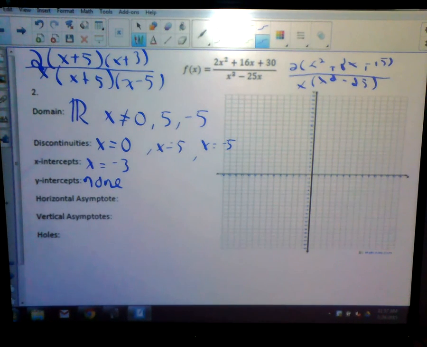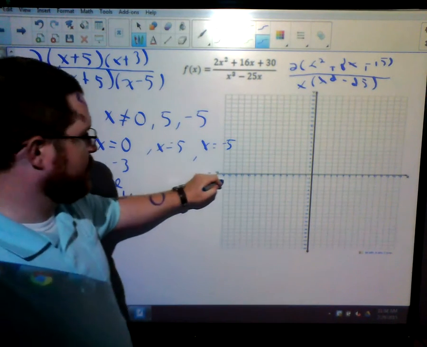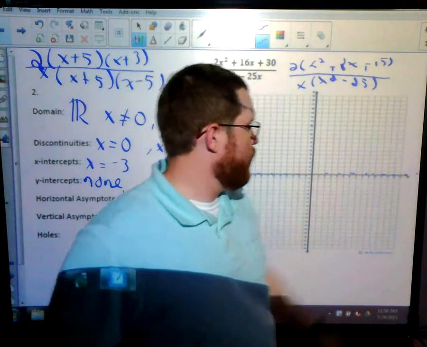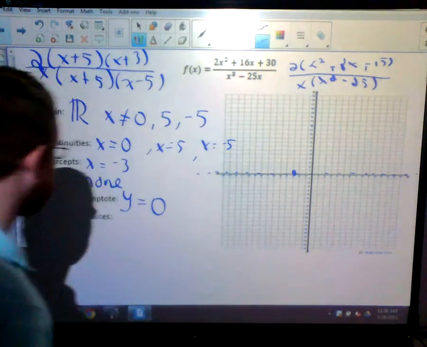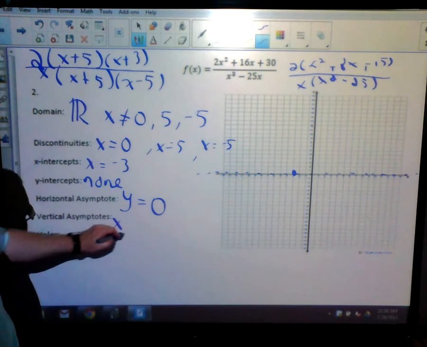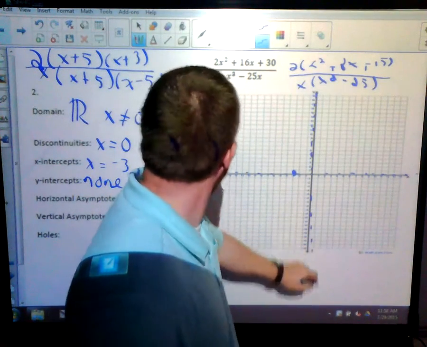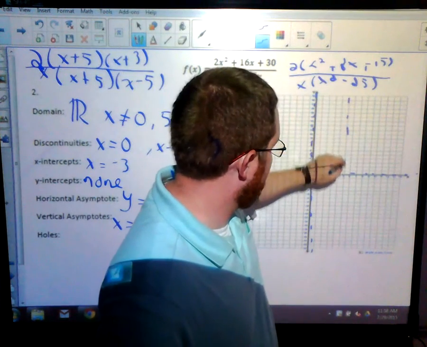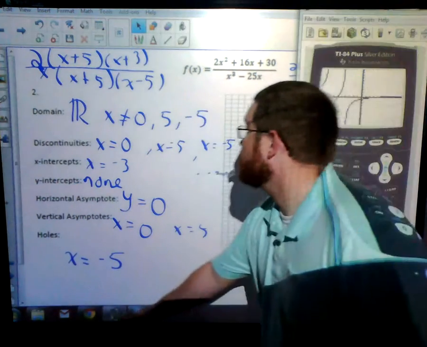Horizontal asymptote. Small over big was y equals 0, so I'm going to put in the y equals 0. I'm also going to put the x-intercept at negative 3. Vertical asymptotes. It's anything that makes the bottom 0 but not the top. So 0 and 5. Holes. Anything that makes the top and the bottom 0. Negative 5. So let's graph this thing and get some idea of what it looks like.